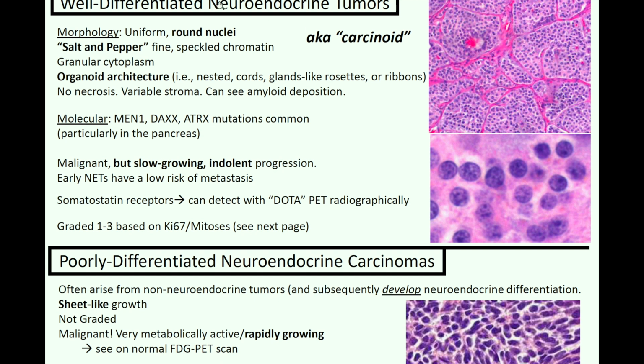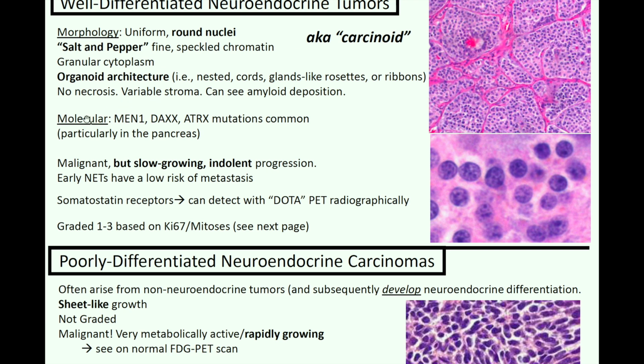Moving on, you can have a well-differentiated neuroendocrine tumor. In the morphology, you're going to have these uniform round nuclei, as shown down here, with that salt and pepper fine speckled chromatin, granular cytoplasm, and then organoid architecture, or nested cords, gland-like rosettes, or ribbons. For a well-differentiated neuroendocrine tumor, you're going to have no necrosis, and you're going to have variable stroma, and you can see amyloid deposition. So well-differentiated neuroendocrine tumors are also known as carcinoids.